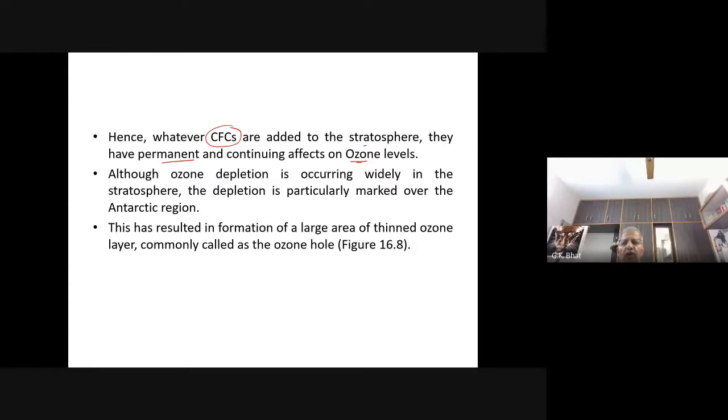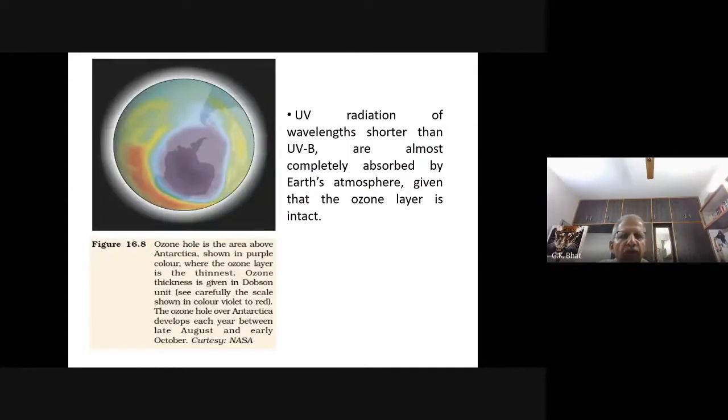Although ozone depletion is occurring widely in the stratosphere, the depletion is particularly marked over the Antarctic region. In some parts, it is very prominently seen. You might have heard about the ozone hole. This has resulted in the formation of a large area of a thinner ozone layer, commonly called the ozone hole. Always ask the question, what is the ozone hole? The ozone hole is nothing but the area where the ozone is very thin, especially the region nearer to the Antarctic. So look here.